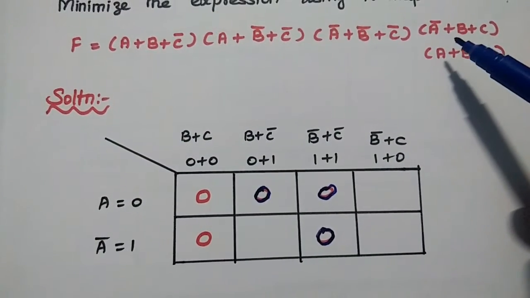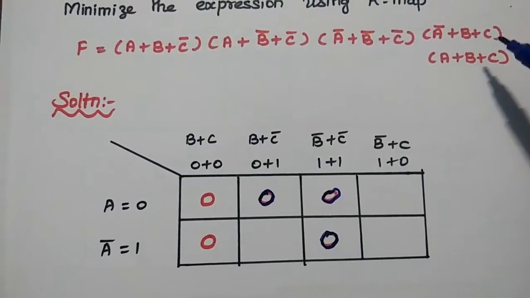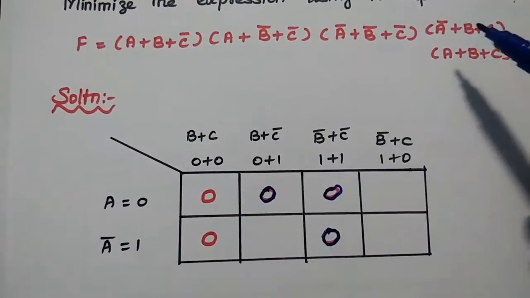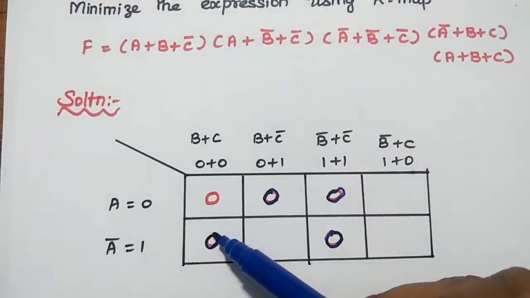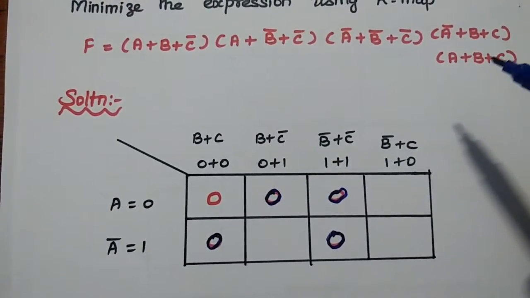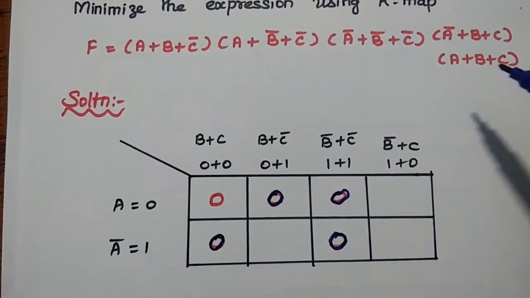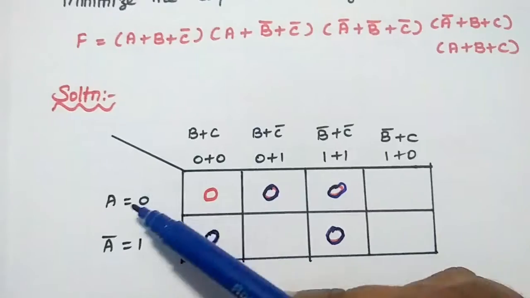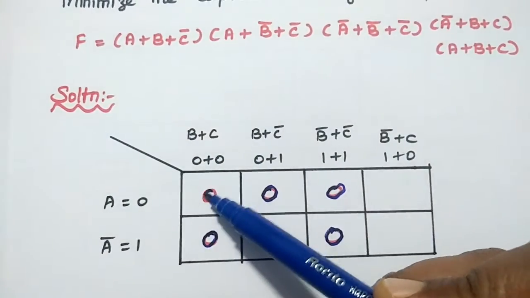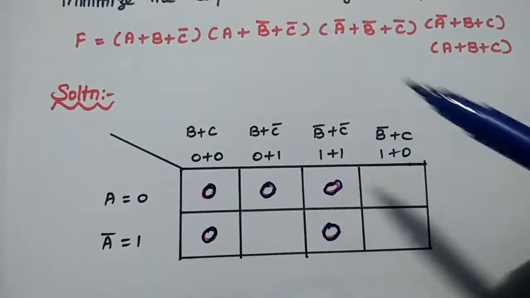And then A bar plus B bar plus, B plus C. So A bar means second row. B plus C means what? It is the first column. We have to make the 0 here. And then finally A plus B plus C. That is first row, first column. A plus B plus C. So we have to put 0 here.